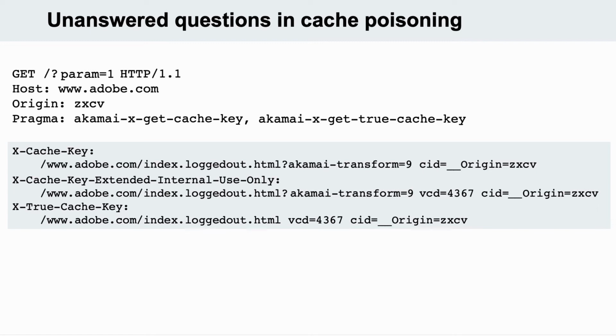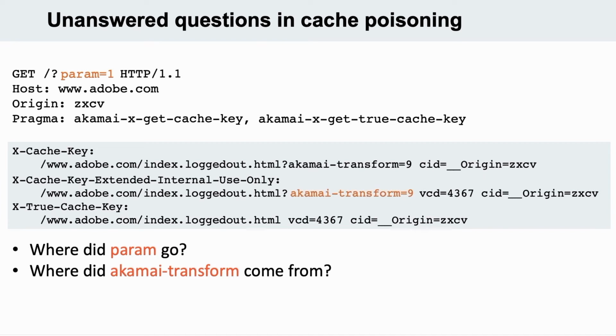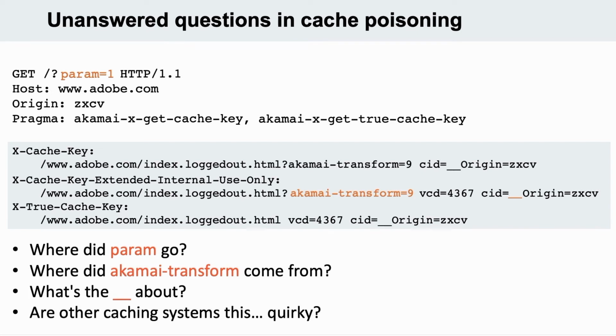But if we assume that there's some kind of element of truth in them, then they still leave us with some quite serious questions, like, where did my parameter go? It's in my request, but it's not in any of the keys. Where did this Akamai transform parameter that I didn't send come from? And why is it in some keys but not other keys? What's this double underscore thing about? That looks kind of shady. And are other caching systems this quirky?